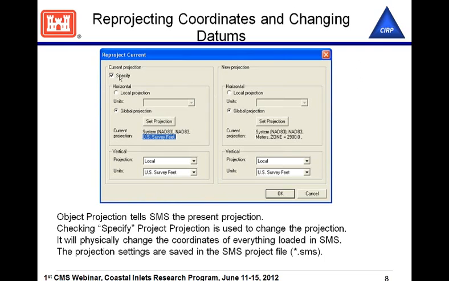So you can say that my current projection I'm going to specify, and I'll set that projection to be whatever the survey was given to you in. So the survey came in NAD 83 feet. Then you would set that here, and then you would set what projection you want to convert it to on the other side, and we'll go over that in a few minutes. So in this case, we're going from feet to meters for zone 2900, which is New Jersey state plane.